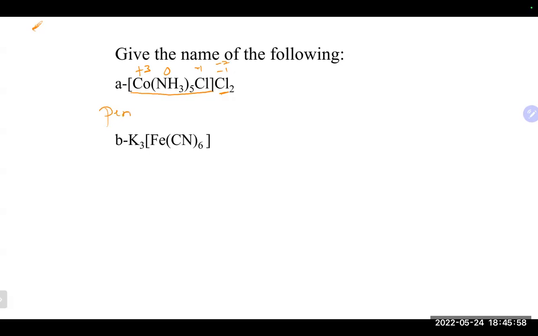penta for 5, amine for the ammonia, chloro for the chlorine that's inside the complex ion. And obviously we can roll with the whole name there of cobalt with a Roman numeral 3 and a chloride at the end there. Coordination number on this one would be 6, yes, 5 ammonias and 1 chloride. So the coordination number would be 6 in this case. Question on that name there? Yes.